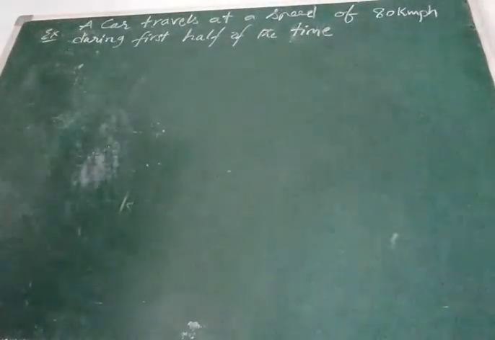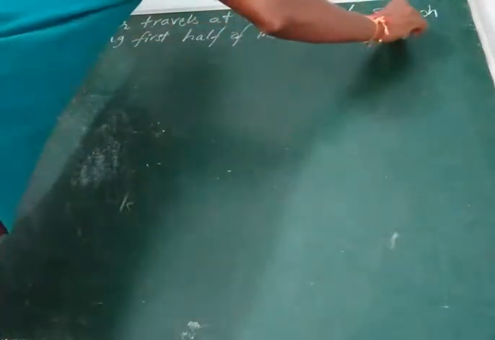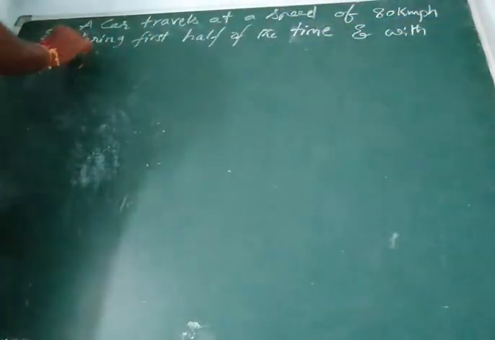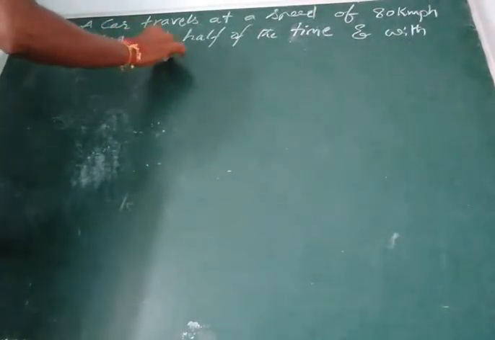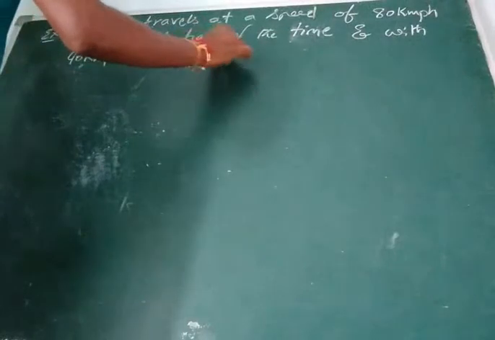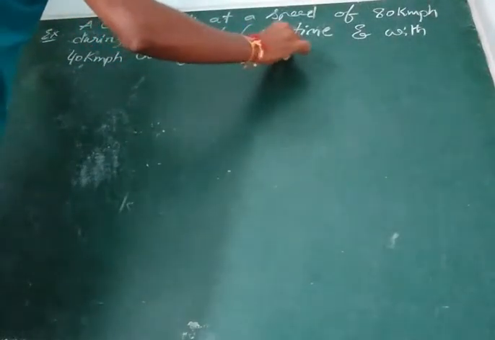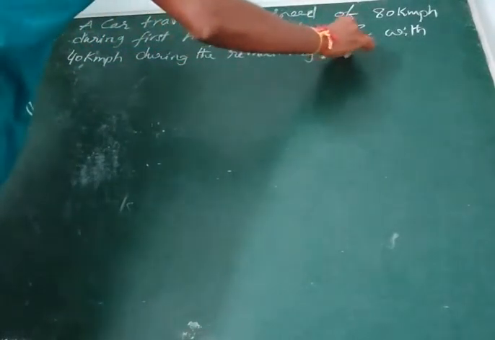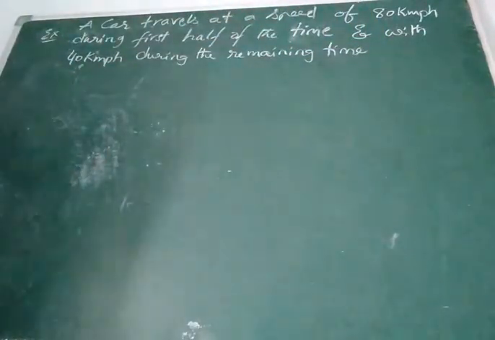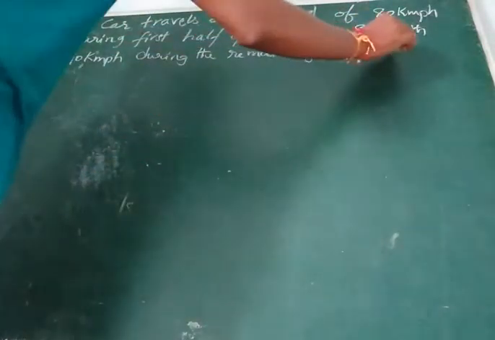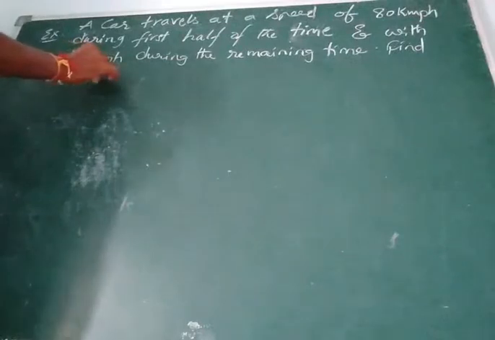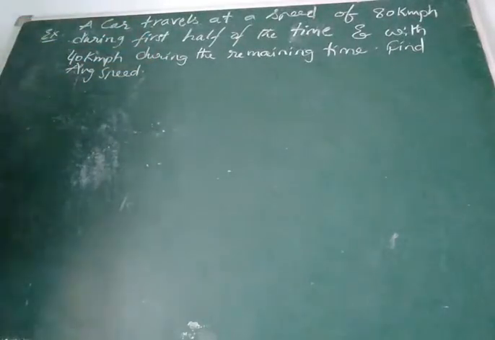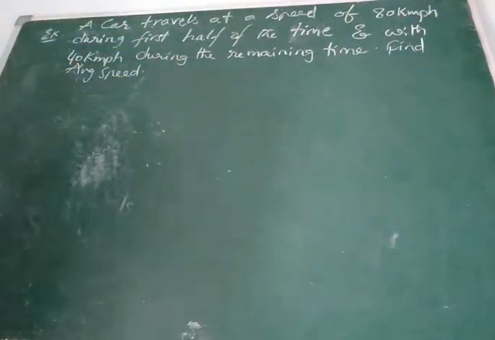With 40 km per hour during the remaining time, we have to find here the average speed. Find average speed.